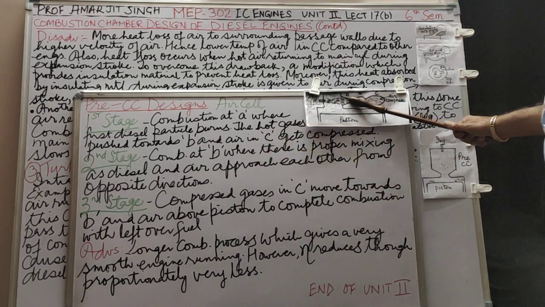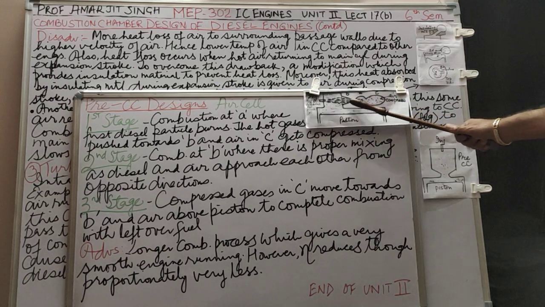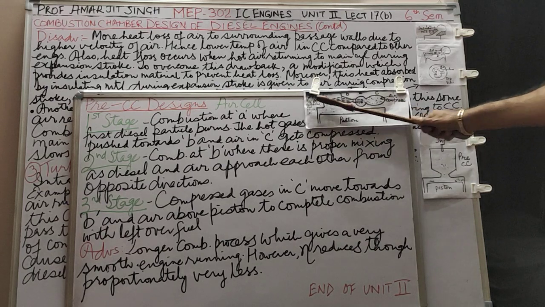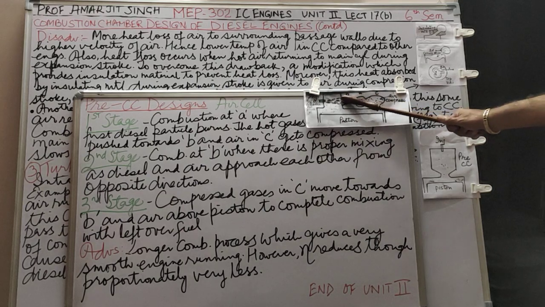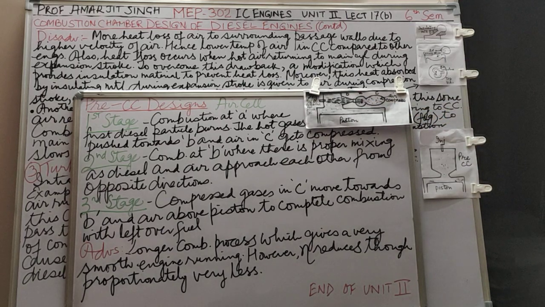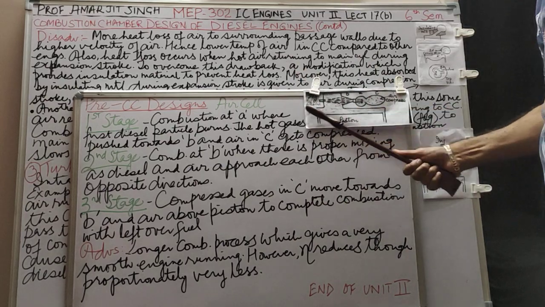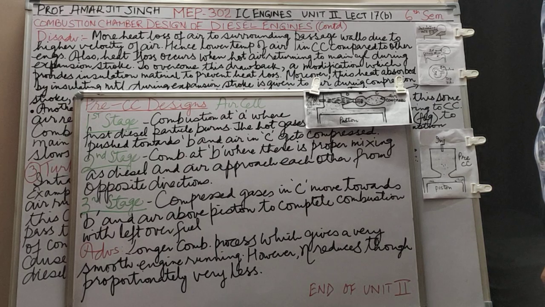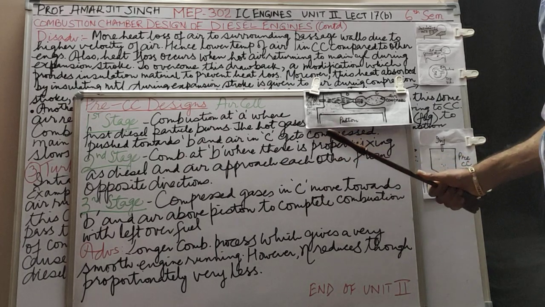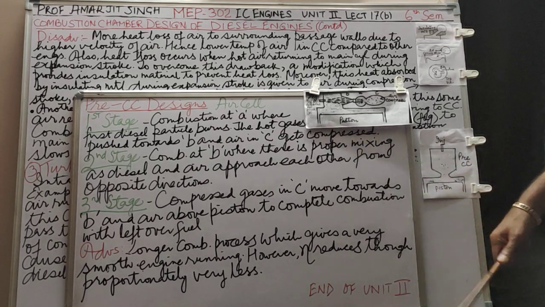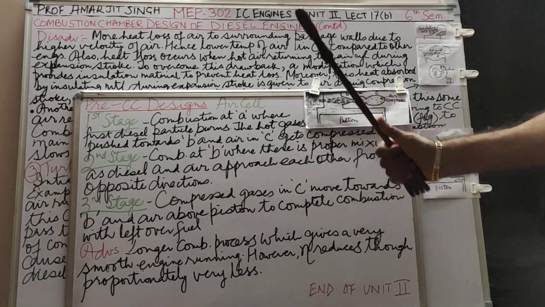The air is coming from here, the diesel is coming from here, and because the air was compressed, naturally there will be a back force. So the second combustion takes place here from opposite directions. There is proper mixing, and this is the turbulence which we wanted, ensuring proper mixing of diesel spray and air. This was the second stage.